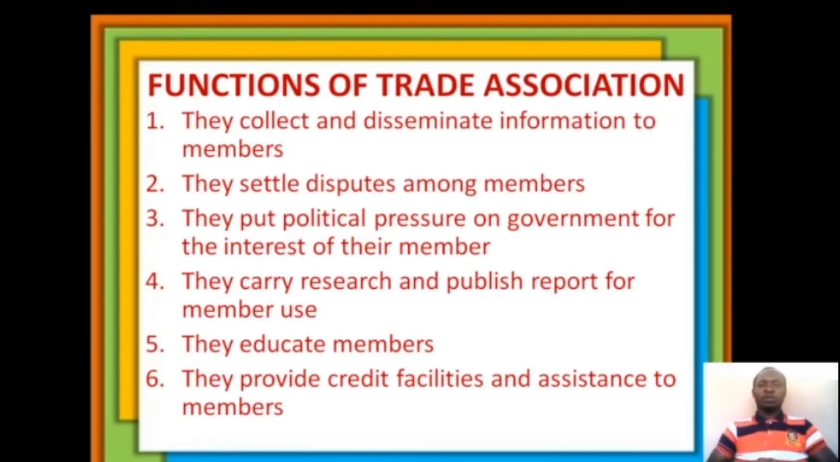They settle disputes among members. One thing about human beings is that there will definitely be conflicts. These things cannot be overruled, so one way or the other, there is going to be conflict. Now, remember that the trade association is the coming together of people in the same line of business.